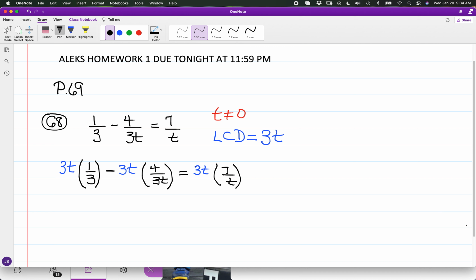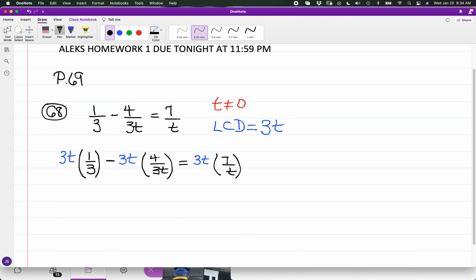Okay, and just looking at what we have now, you can cross multiply and go ahead and get to the next phase, or you could just do the gradual reduction. You have 3t times 1/3, so you have 3t over 3. And we have minus 3t times 4, so you have 12t over 3t. Again, you can cross multiply as another option. And we have 3t times 7, so this will be 21t, and we have all over t.